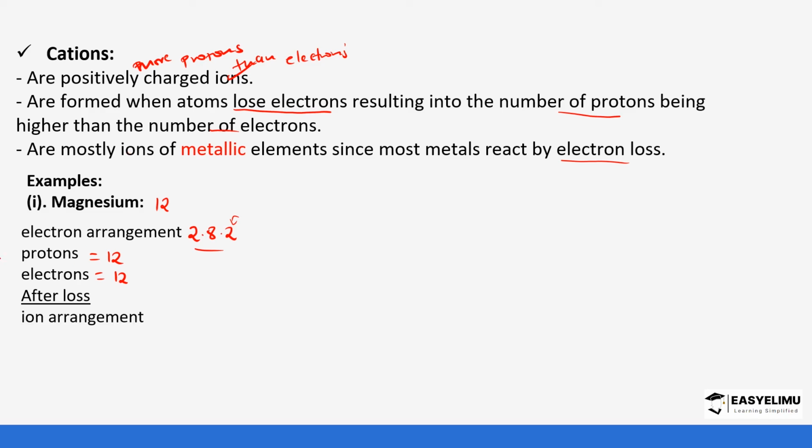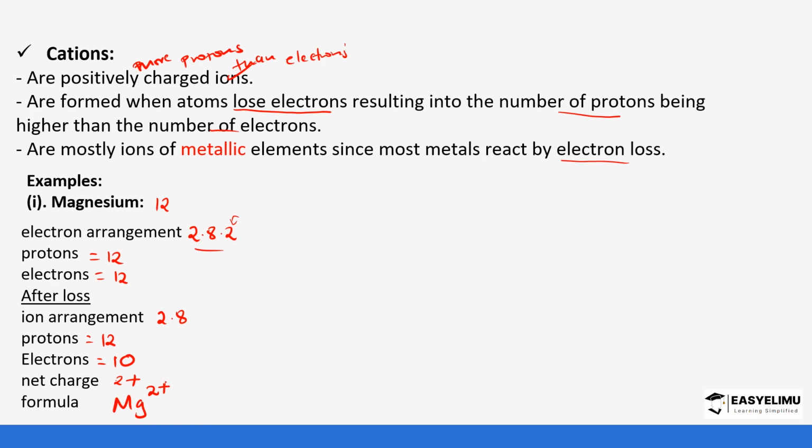So the arrangement after loss is going to be 2, 8. It forms an octet. You notice the 8 electrons in the outermost energy level. The number of protons will remain the same since they are not changed in the nucleus, while the number of electrons will change because it has lost 2 electrons, so the number of electrons becomes 10. You can see the protons are more than the electrons. So the net charge will be 2 plus. If you were to write the formula, it is going to be magnesium with a 2 plus. This is how it would look.